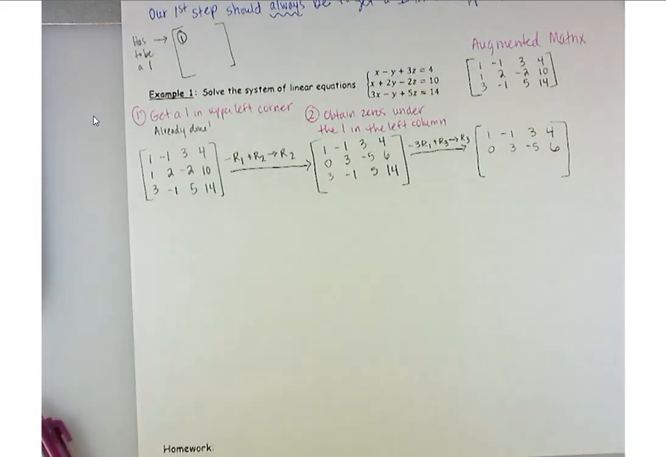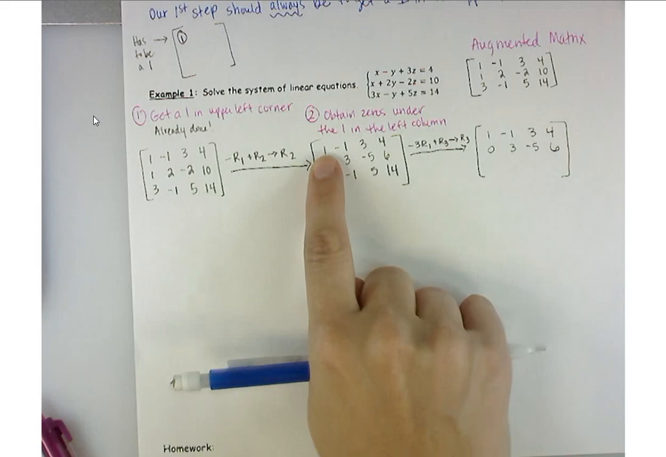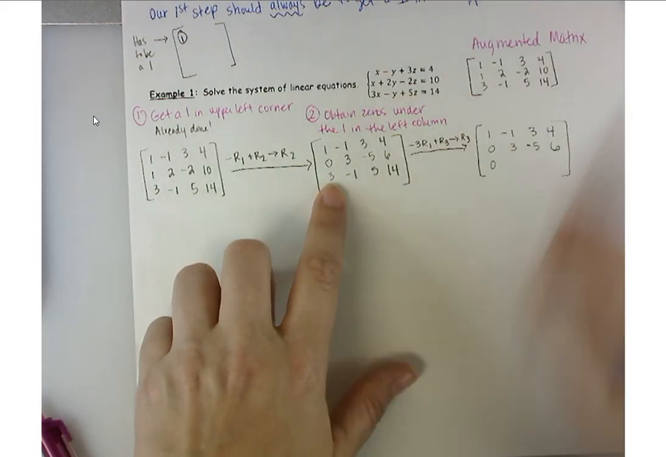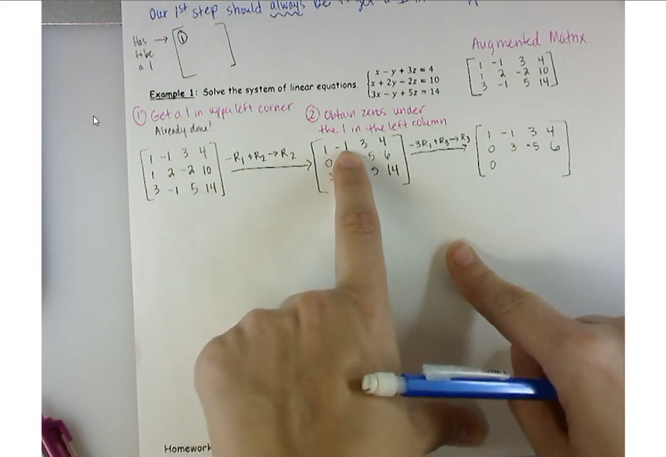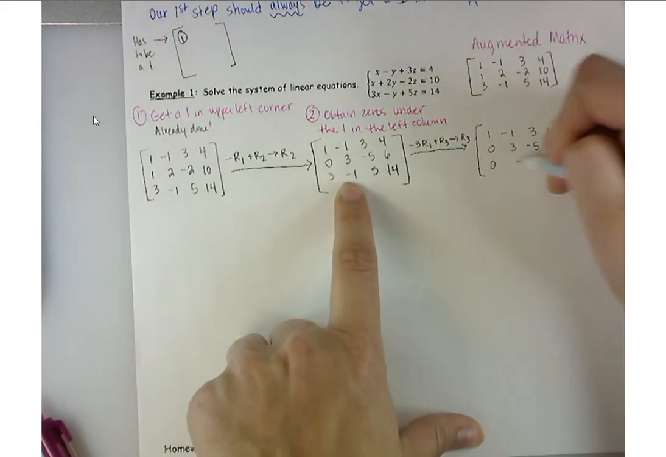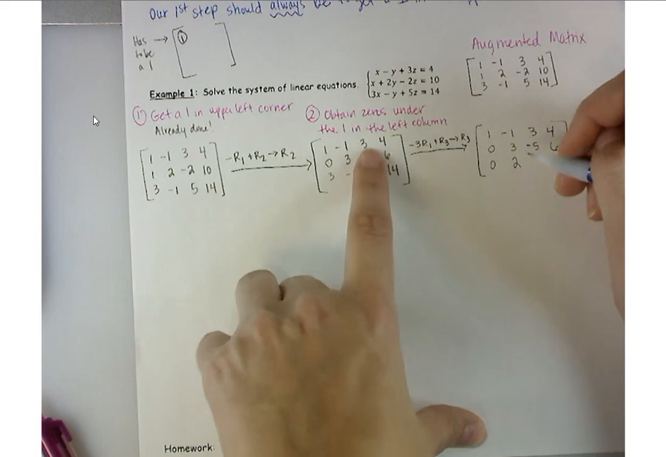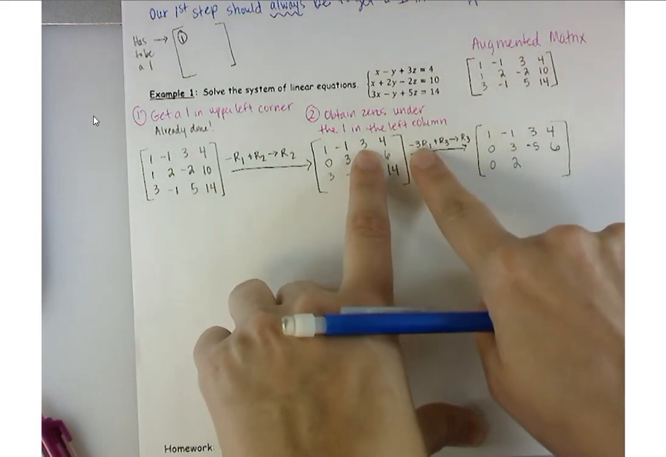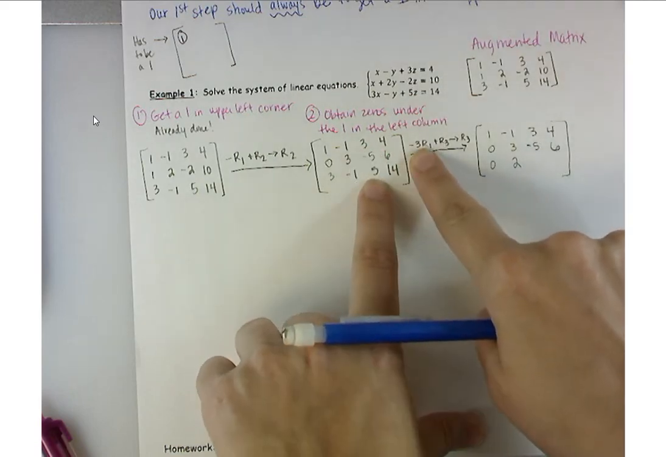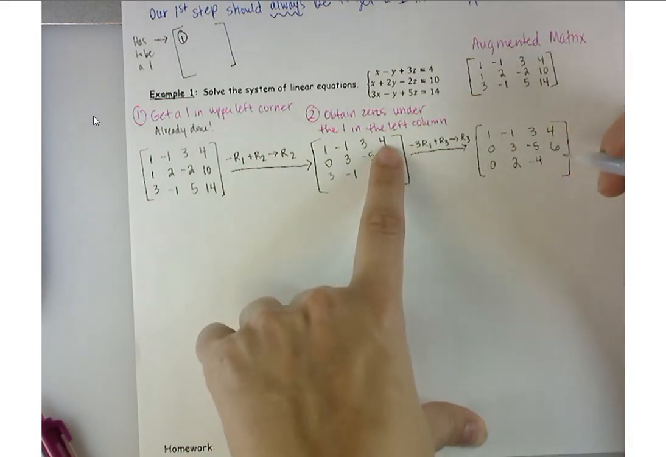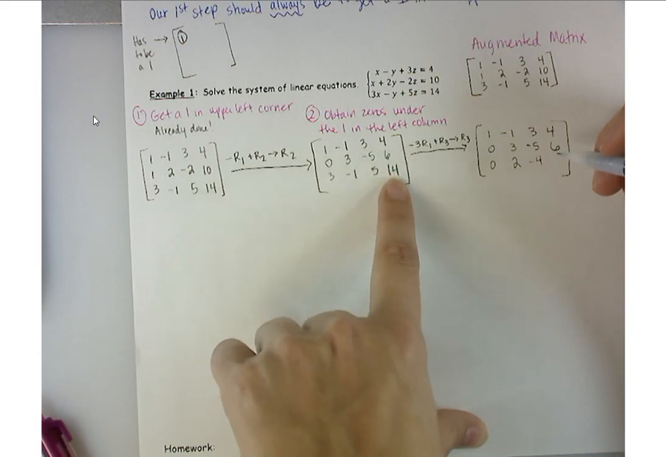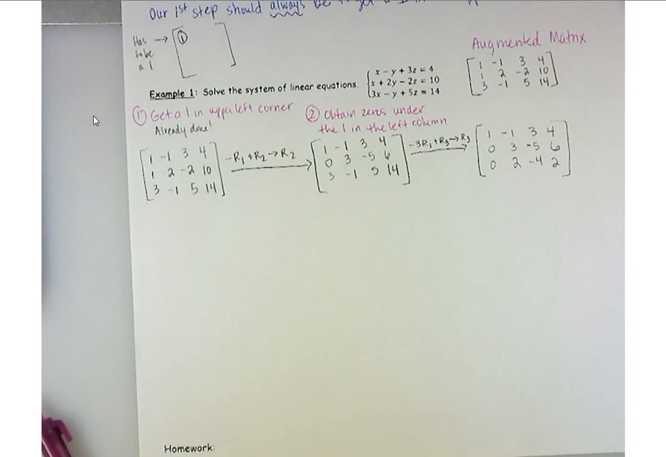Okay, so if I multiply 1 by -3 and add it to 3, I get 0. What's -3 times -1? 3. 3 plus -1? 2. Here I'd have what when I multiply? -9 plus 5. -4. When I multiply, I have -12. -12 plus 14 is 2. Okay, good. We did it. We obtained zeros under the 1 in the left-hand column.